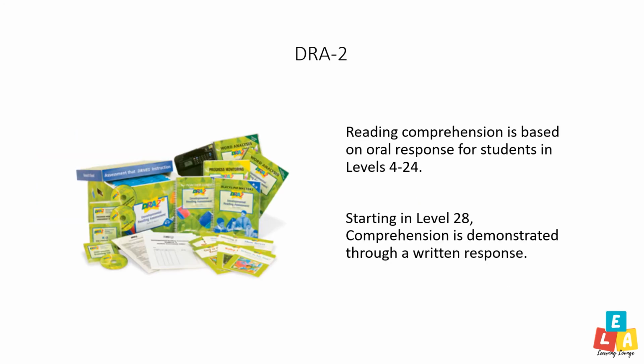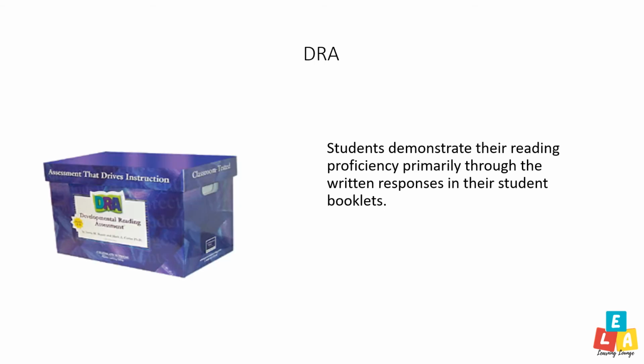Teachers in grades 1 to 3 and possibly grade 4 will typically use the DRA 2 kit. In this kit, up until level 24, students will primarily demonstrate their reading proficiency through oral responses, and the majority of the assessment will take place during individual teacher conferences. Teachers in grades 4 to 6 will typically use the DRA kit. In this kit, students will primarily demonstrate their reading proficiency through written work, and with the exception of the oral reading fluency portion, most of the assessment is done independently by the student.